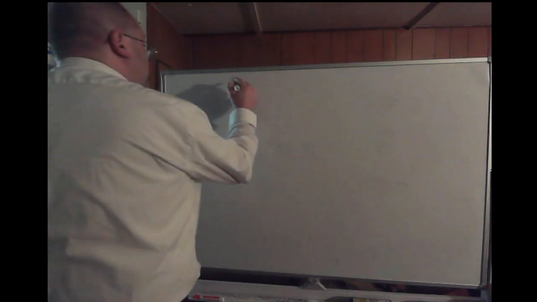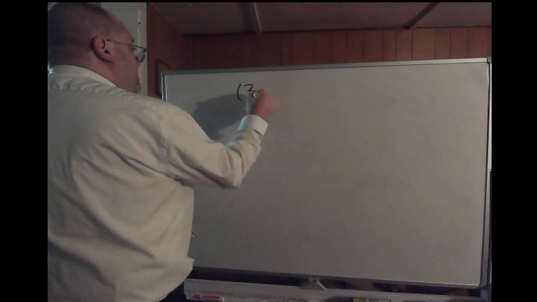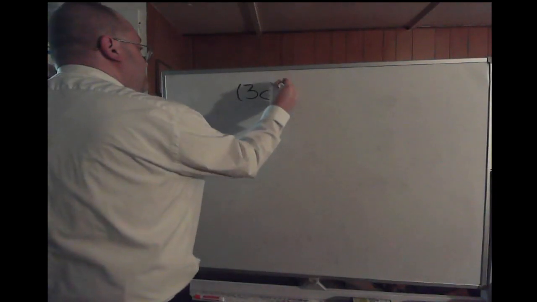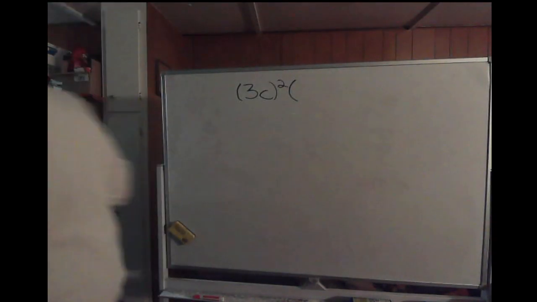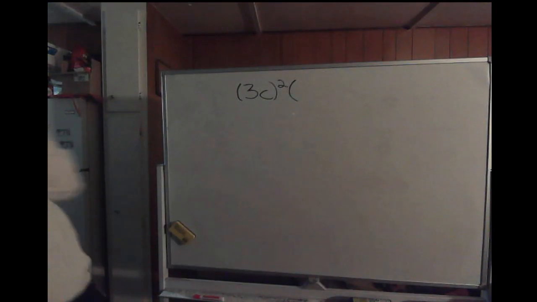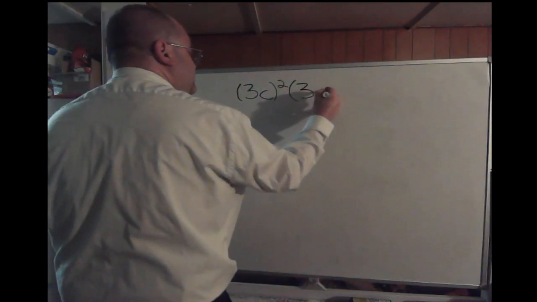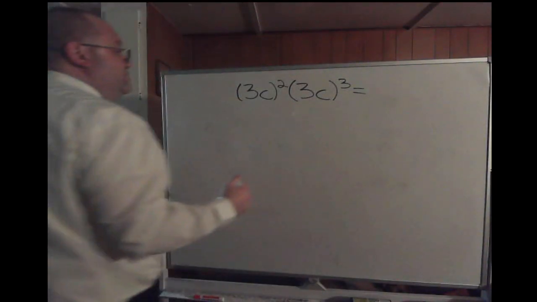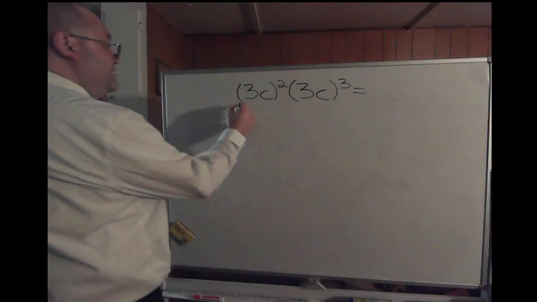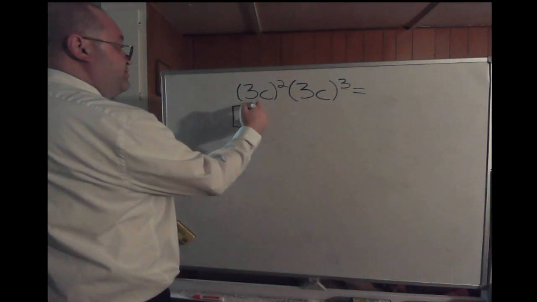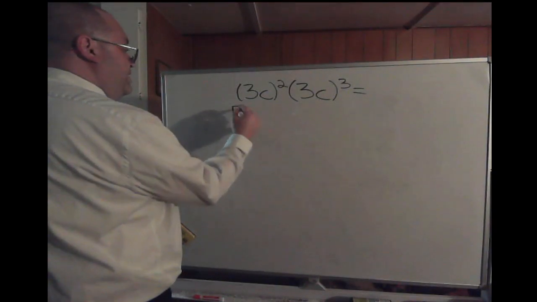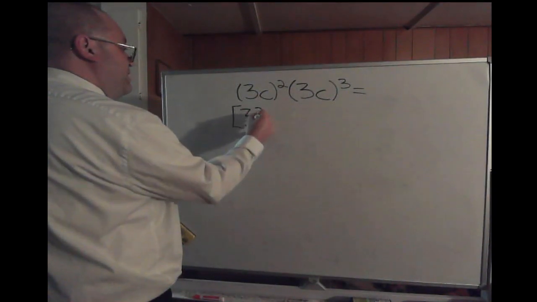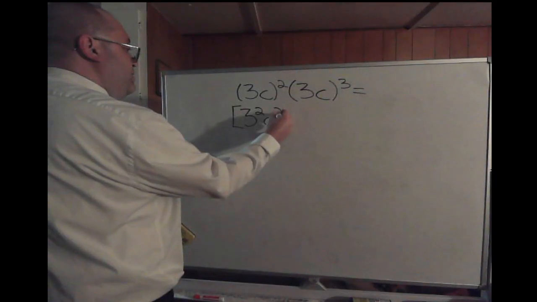Alright. Let's see, we have 3c to the second power times 3c, that quantity to the third power. So what you're going to do, create a set of brackets, take your first term, 3c, and raise each term, the 3 to the second power and the c to the second power.